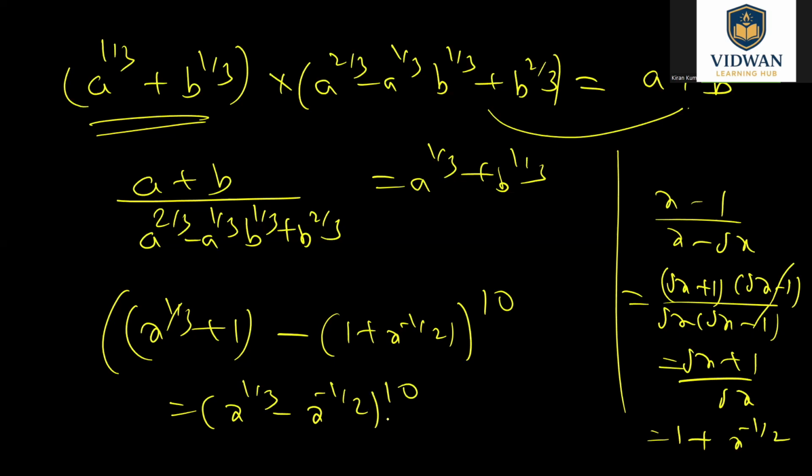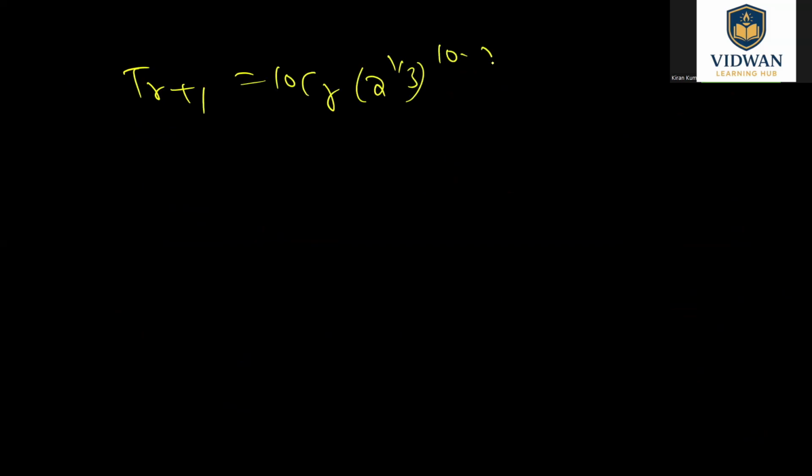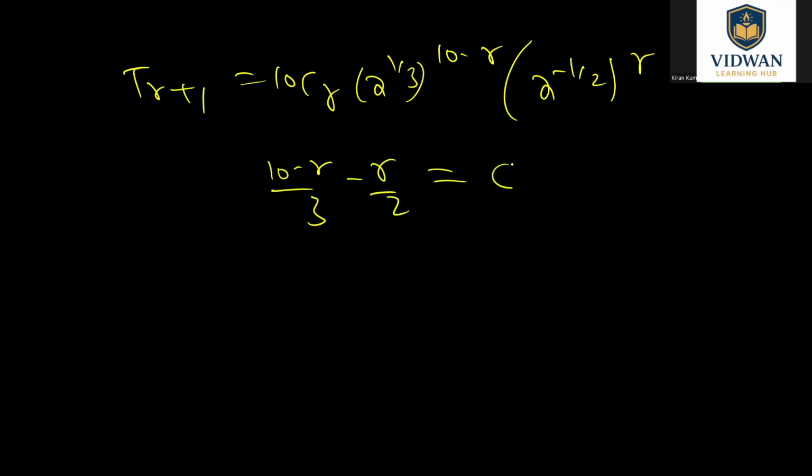In this, you want to find the independent term. So just write the general term formula T(R plus 1). That will be 10CR, x power 1 by 3 power 10 minus R, then x power minus half power R. And the power of x here is (10 minus R) by 3 here. When you multiply, the powers will add, minus R by 2. For the independent term, the power of x must be equated to 0. So this will give 20 minus 2R minus 3R is equal to 0. 5R equal to 20, R equal to 4.